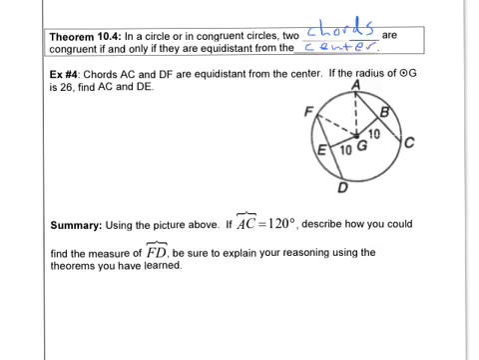Okay, so we have a chord AC and a chord FD here, and sure enough, they're both 10 from the center, so they're equidistant from the center. So we know right away, we could say that AC is congruent to FD.